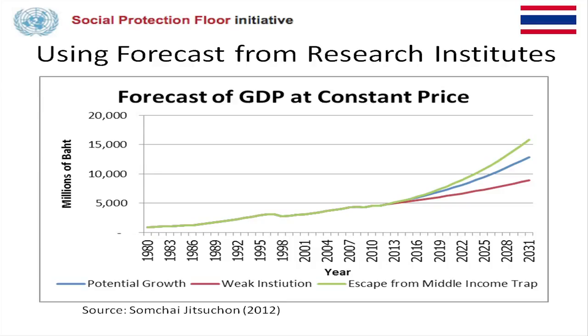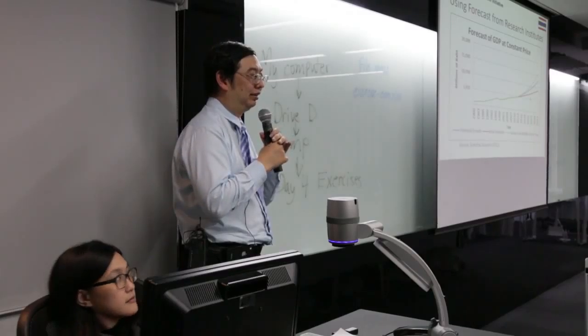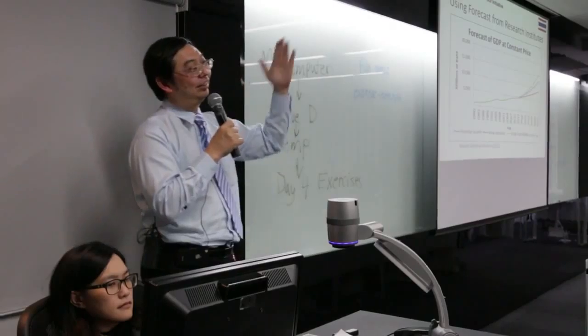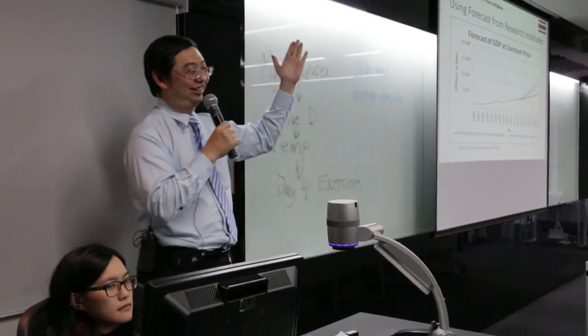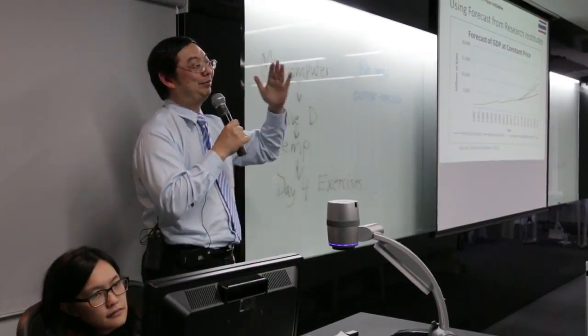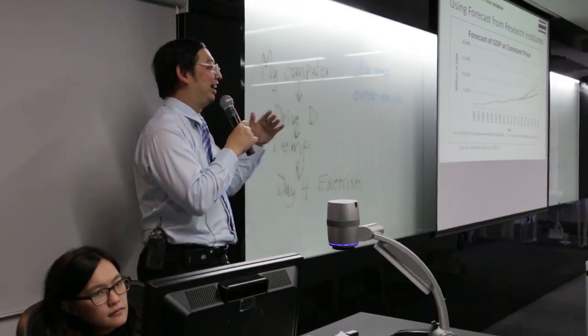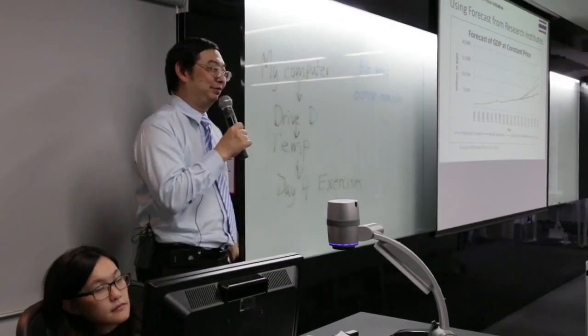And usually they set it up as a scenario. At least they don't want to be wrong. That's why they just project high, low, and medium. Anyway, it would be around this, something like that.